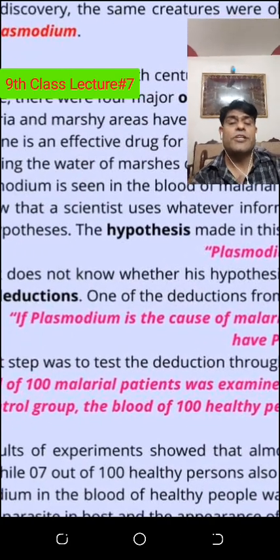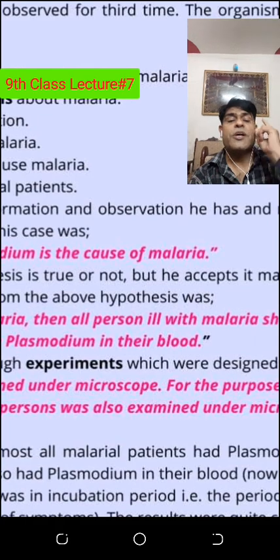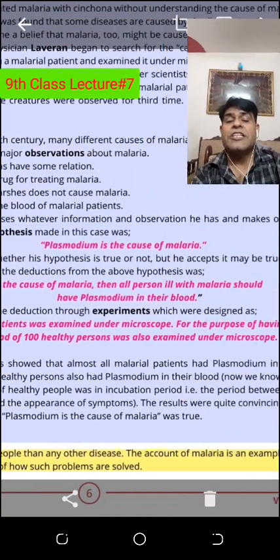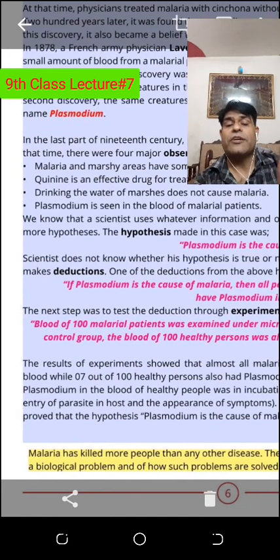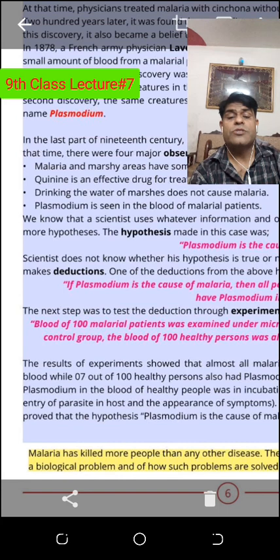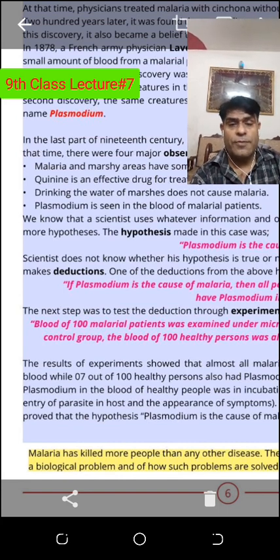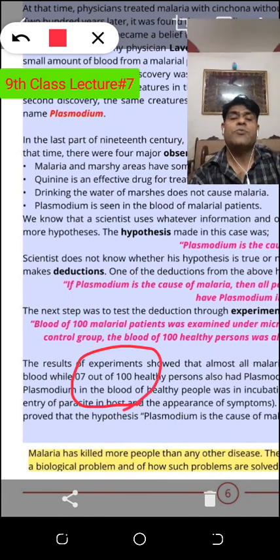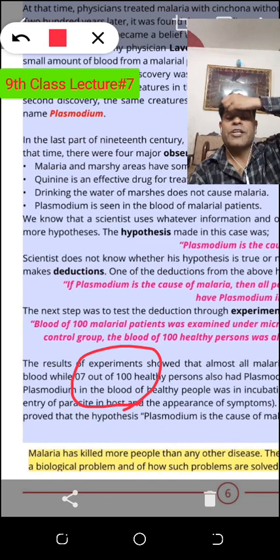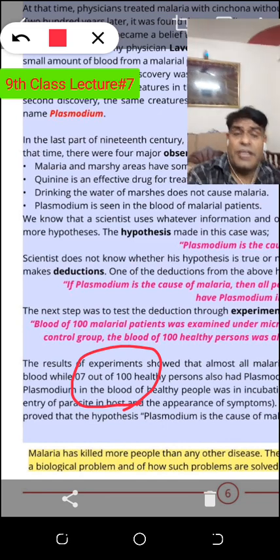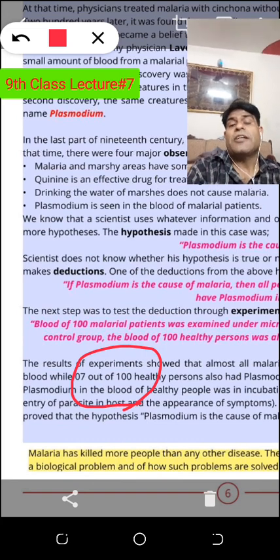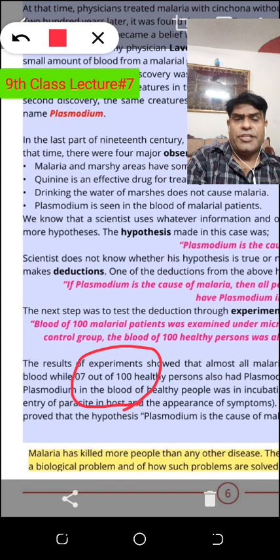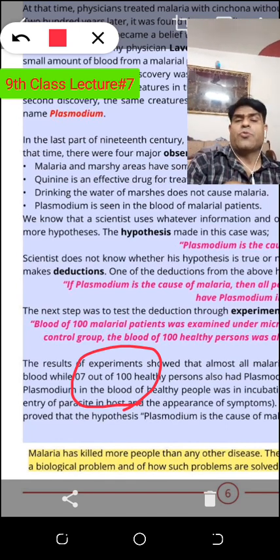And now deduction, the same deduction which I told you. If the plasmodium is the cause of malaria, then the malarial patient must possess the plasmodium in their blood. Then the scientist performed the experiment, and that experiment proved that only 7 out of 100 people were without plasmodium, it means almost 93 people were having it. Sorry, 7 out of 100 were without plasmodium when it was tested whether plasmodium was present in the malarial patient or not, because he was checking the experiment. What was the experiment? What was the deduction? If plasmodium is the cause of malaria, then all malarial patients must possess the plasmodium in their blood.